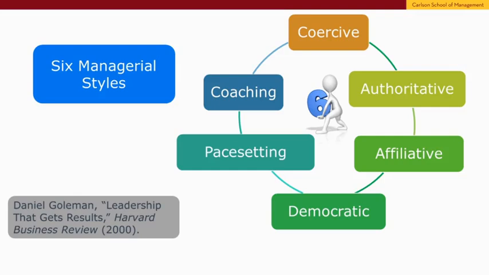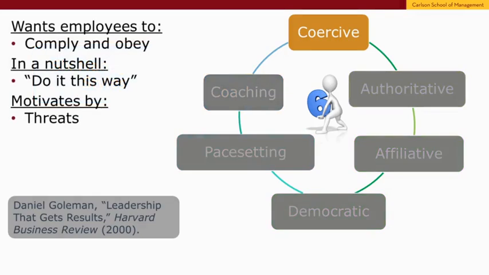Now, I'm first going to quickly run through each of the 6, and then we'll revisit each of them to think about good situations and poor situations where these styles are a good fit, situations where these styles aren't as strong of a fit. Okay, first, the coercive leader. A coercive leader is headstrong and authoritarian. This type of leader wants employees to comply and to obey. So in a sense, they say, do it this way, and motivate by threats.